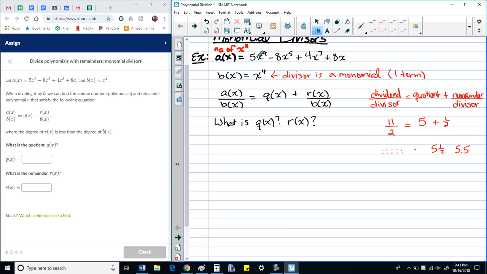so I switch back to pencil. I just split up each one of these guys with this. So now I'm going to come down here and do my work. A of x over b of x equals 5x to the 9th minus 8x to the 5th plus 4x cubed plus 8x all divided by x to the 4th. That's hideous.